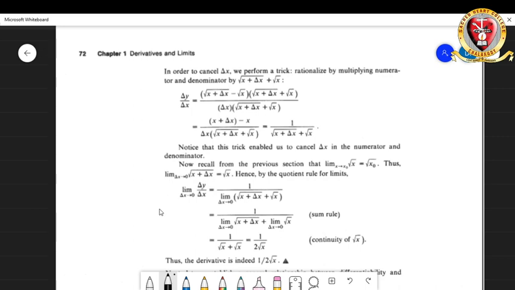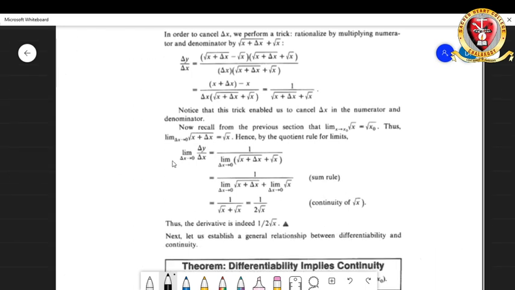Now you have to apply limit delta x tends to 0 to delta y by delta x, so that is equal to limit delta x tends to 0, 1 by this term sitting here. So you know from the earlier section that limit x tends to x naught, root x is equal to root x naught. So here you can substitute 0 instead of delta x. Here it doesn't have any delta x, so you get 1 divided by root x plus root x, that is nothing but 1 divided by 2 root x.